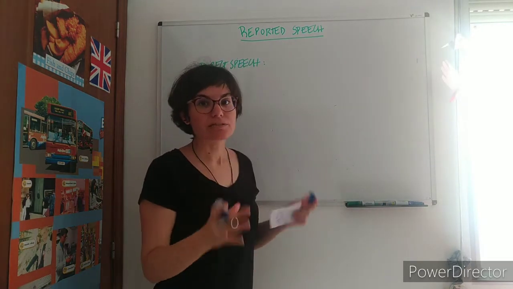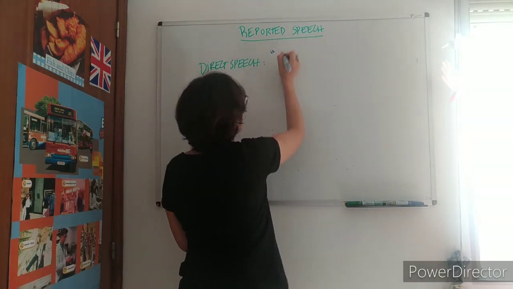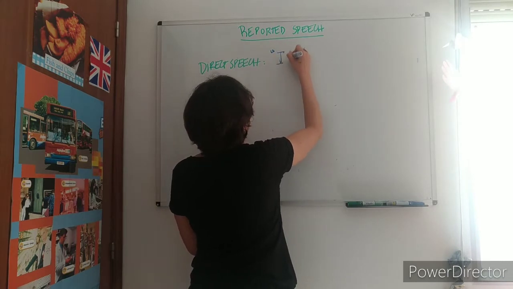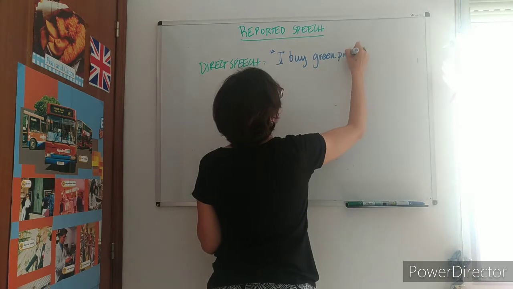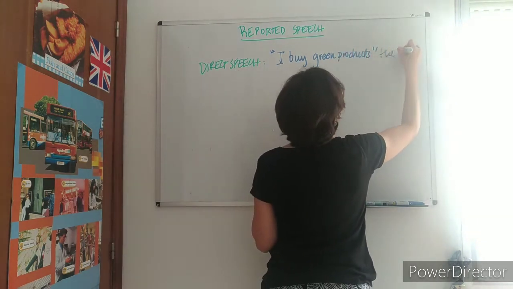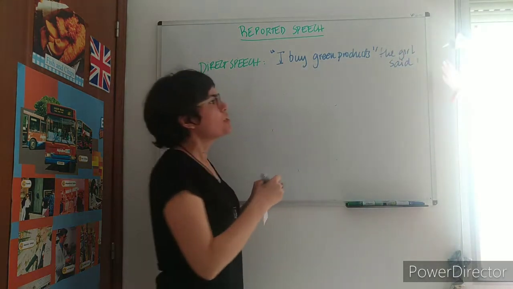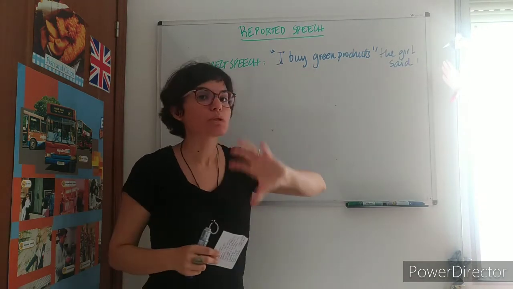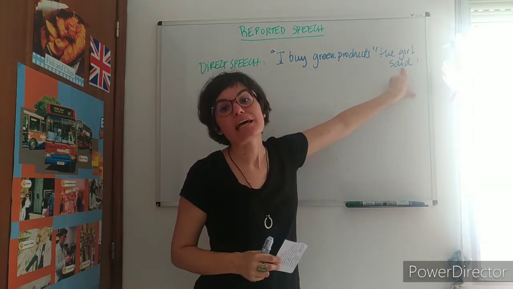And normally the direct speech appears between commas or apostrophes, okay? For example, "I buy green products," the girl said. Normally, in direct speech or reported speech, we use the verb say, okay? In the past it is said, okay?